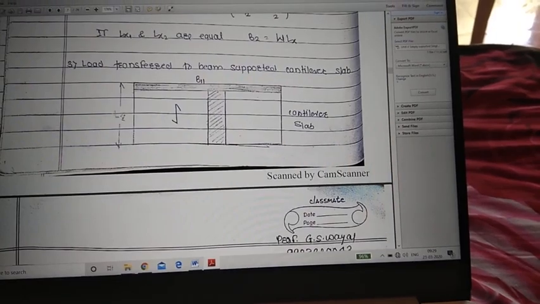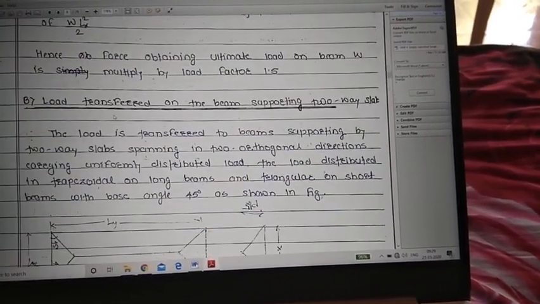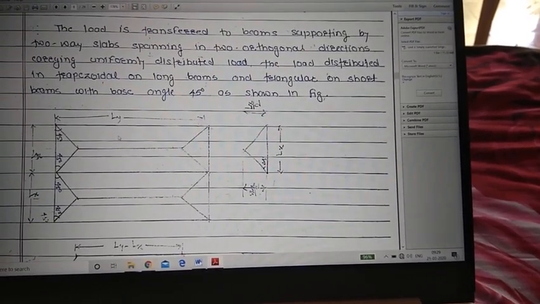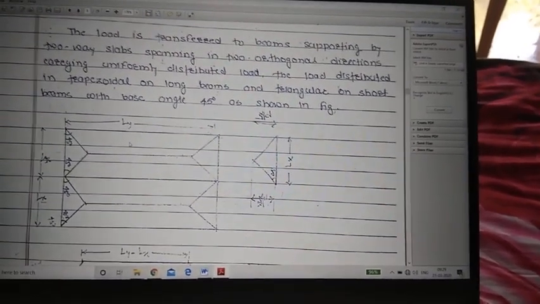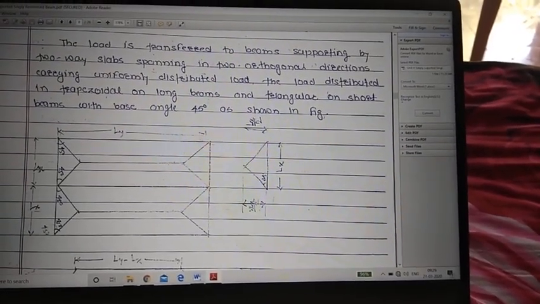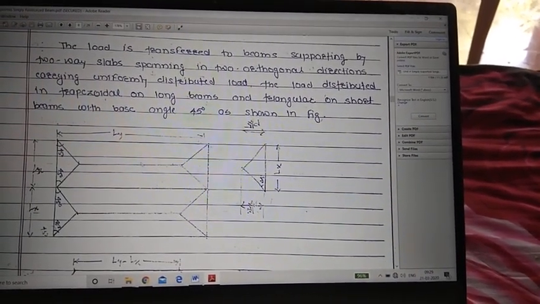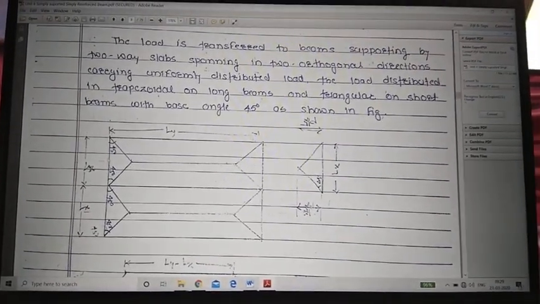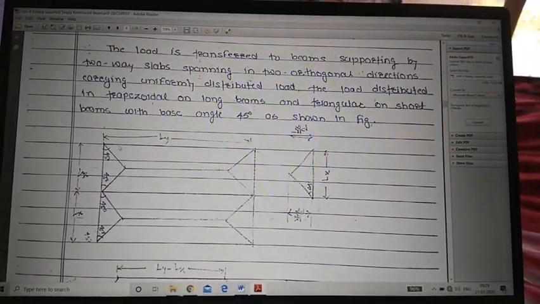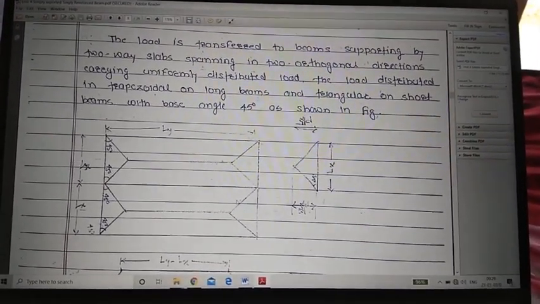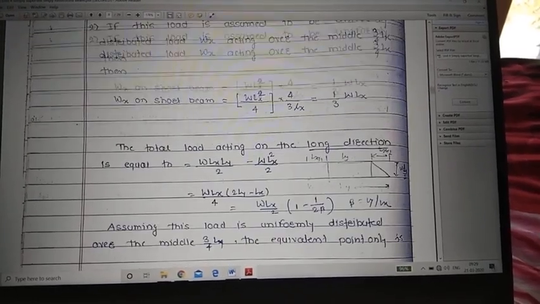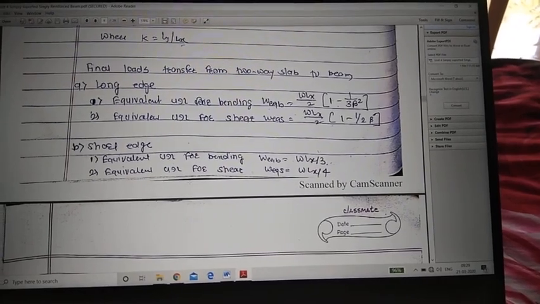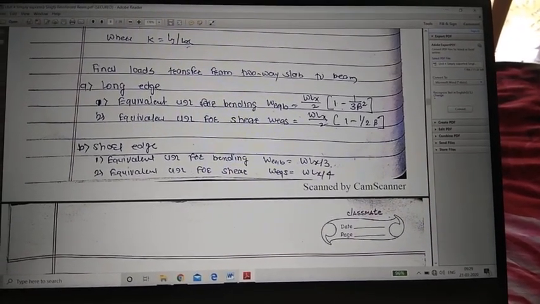Okay, similarly you can calculate the load transfer on a beam supporting a two-way slab. First, for transferring load from a two-way slab to beam, we should draw this triangular and trapezoidal diagram. Here we can see in the shorter span the triangular load will transfer to the beam, and in the longer span the trapezoidal load is transferred to the beam. A direct formula is given here, so you can refer to this formula to calculate the load coming on the beam from the slab.